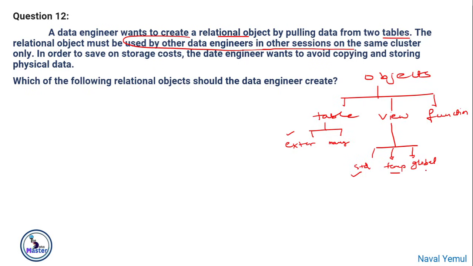Then there are the other types of views, the global view and the temporary view. As the name itself indicates, both are temporary. So what is the difference between the temporary view and the global view? Once you create a temporary view, it will be valid only up to that particular session. Even a global view is valid only up to that particular session, meaning once you terminate the cluster, you won't be able to see these views again. But what is the difference between these two?